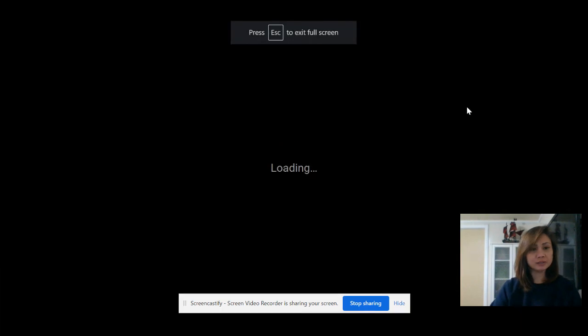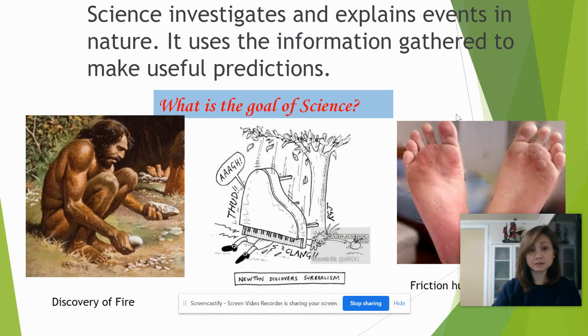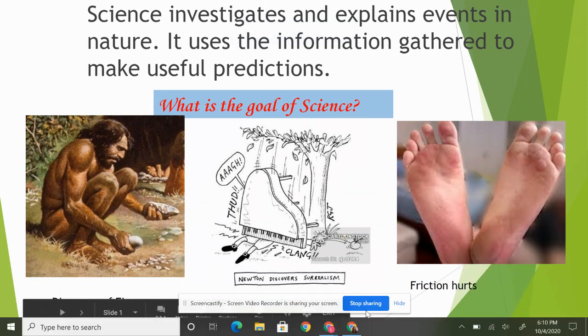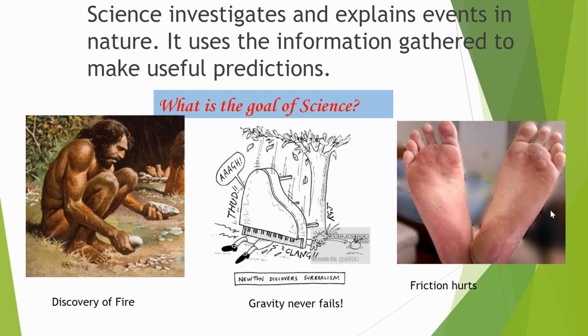Hi, good afternoon, all. Your topic today is all about controlled experiment, but we're going to do a little bit of the review of scientific methods. Okay. So the first slide shows you the role of science in our lives.